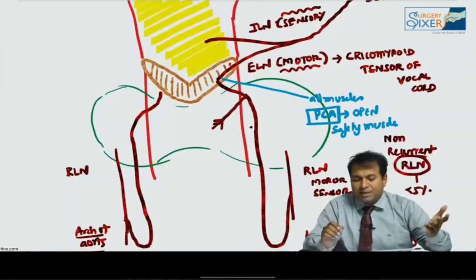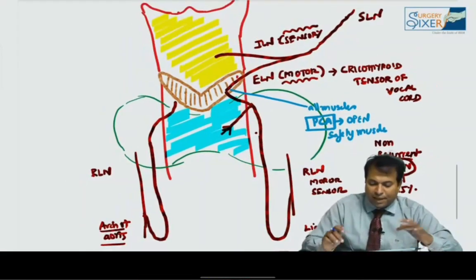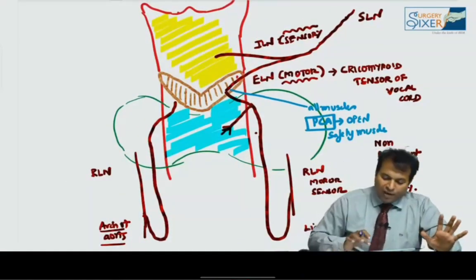Safety muscle of larynx. All muscles are supplied, including posterior cricoarytenoid, and it is also sensory below the mucosa of the vocal cords. Below the mucosa of the vocal cords, this is the sensory supply. So recurrent laryngeal nerve has both motor and sensory. Now you will understand what will happen if each nerve is damaged.